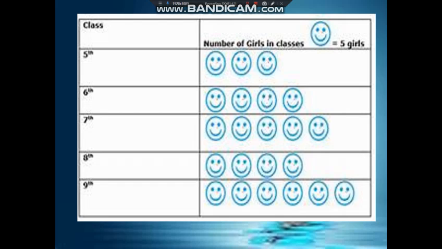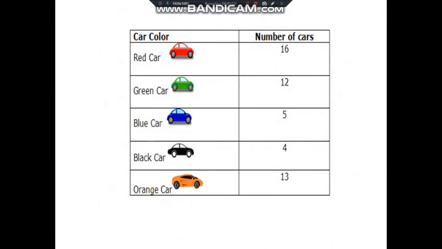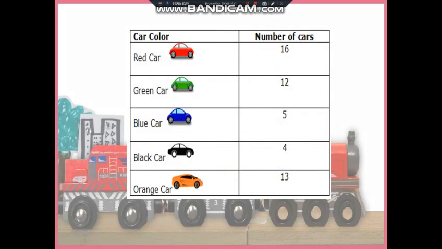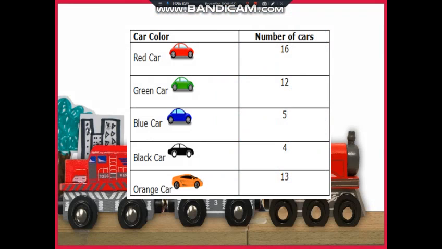Here what we have done? We have represented the number of girls in a picture form, and this comes under data handling. Dear student, now in the 5th standard, we have to observe this table and you have to answer the following question under data handling. Here we are having red car 60, green car 12, blue car 5, black car 4 and orange car 13. If the question is write the number of green and black cars, so what will you write? You will write 12 plus 4, that is 16.